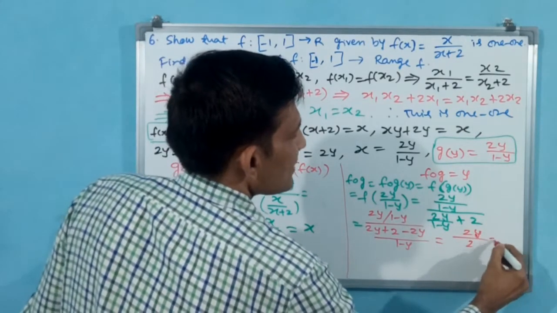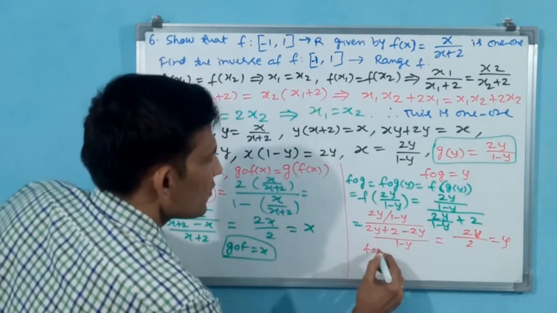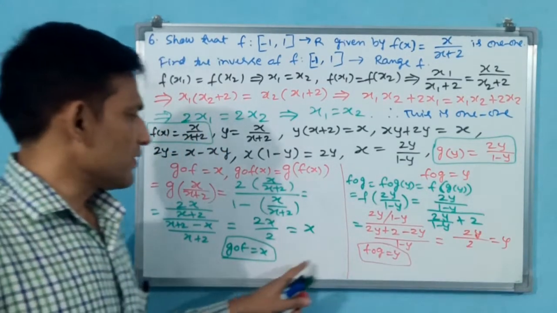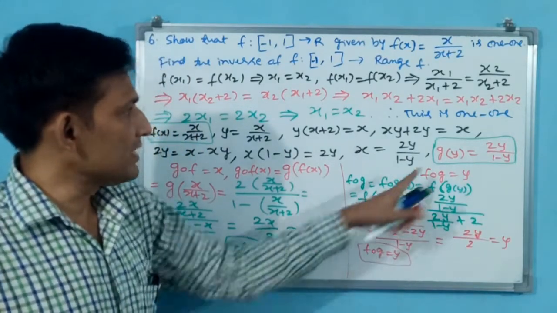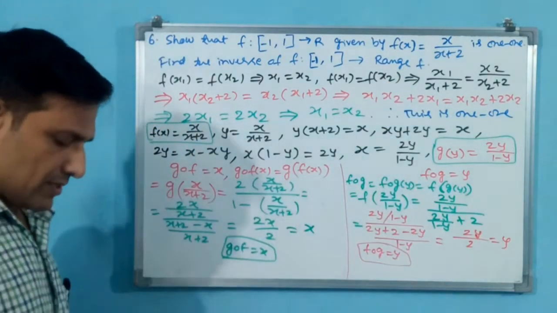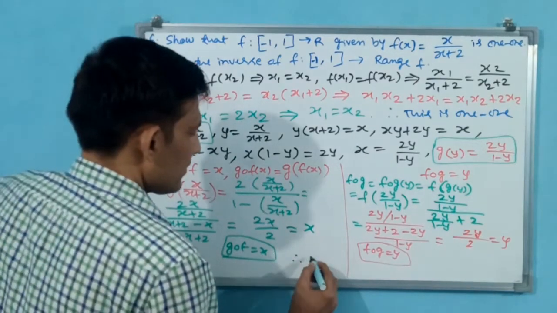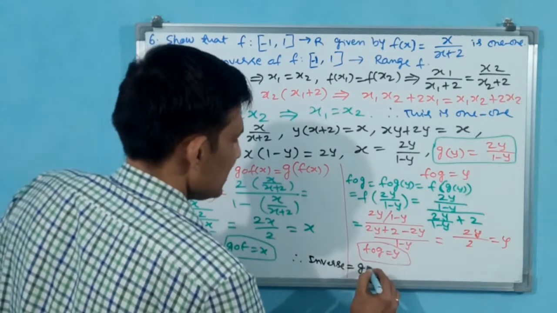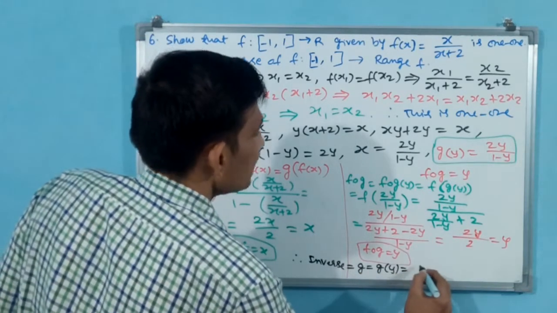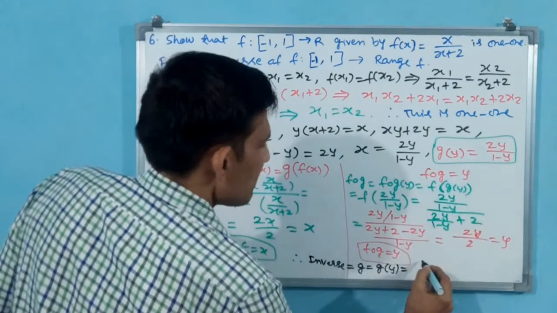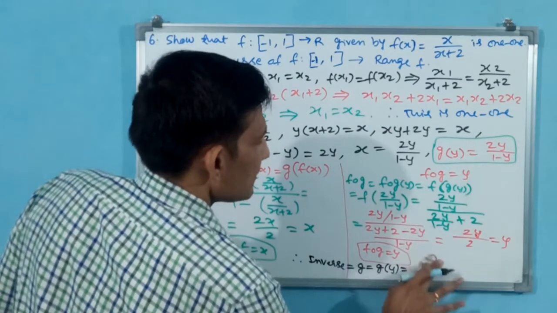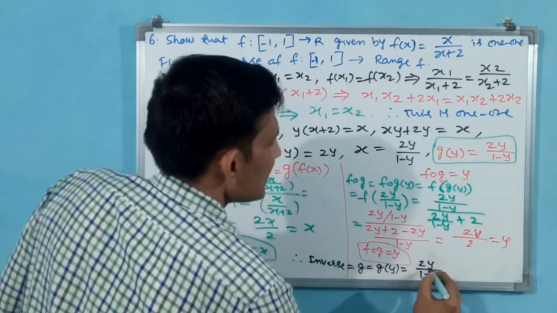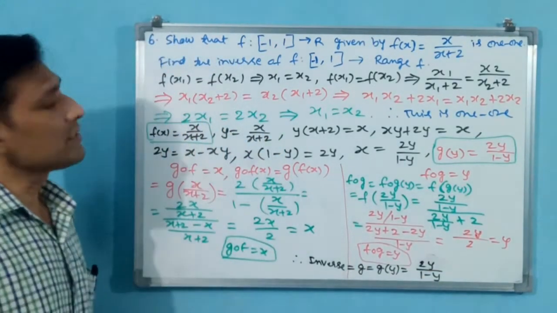2y by 2, that is equal to y. Here also what has come? FOG is equal to y has come. See, GOF is equal to x, FOG is y comes, automatically G will be the inverse. Therefore, inverse is equal to G, that is equal to G of y, that is equal to 2y by 1 minus y. This is the answer for your sixth question.